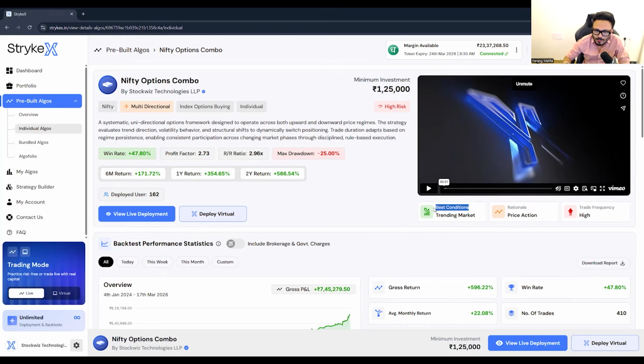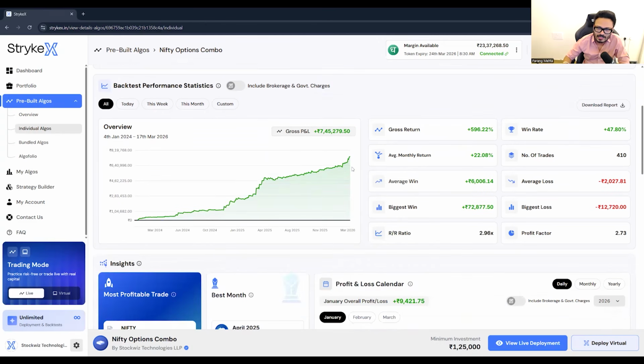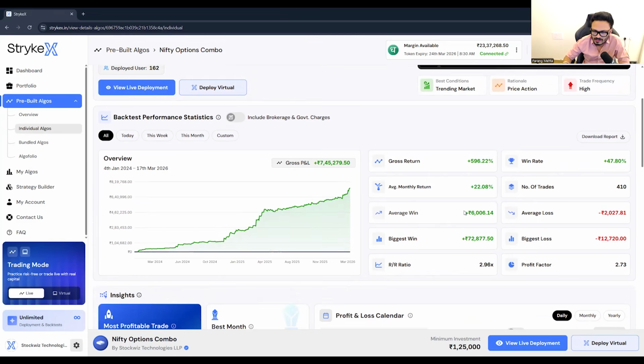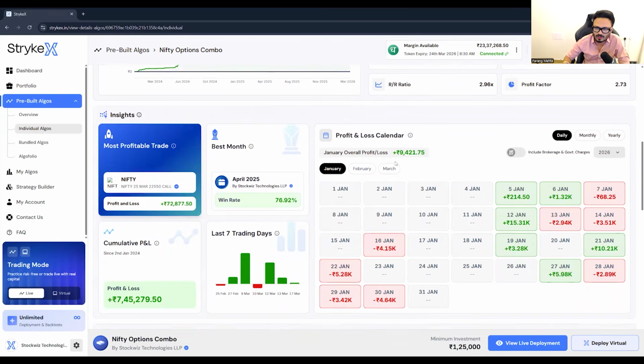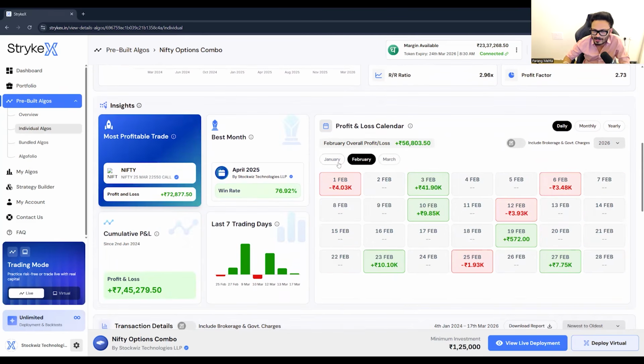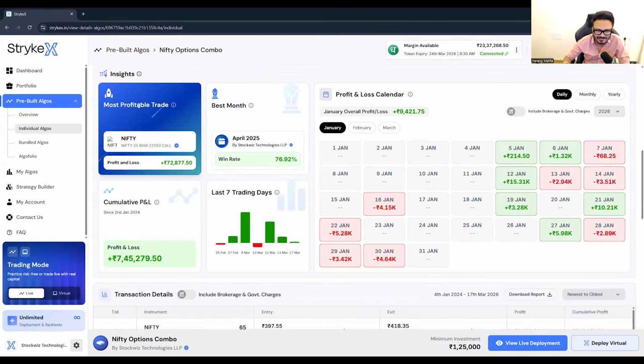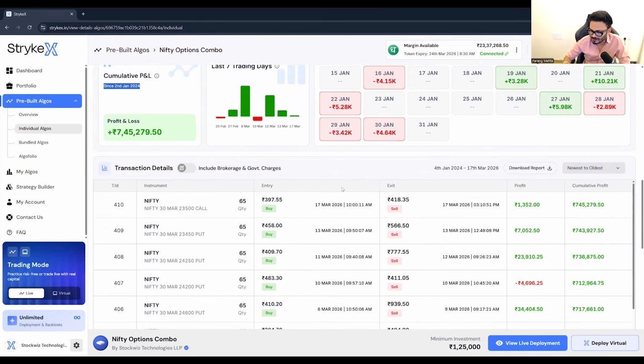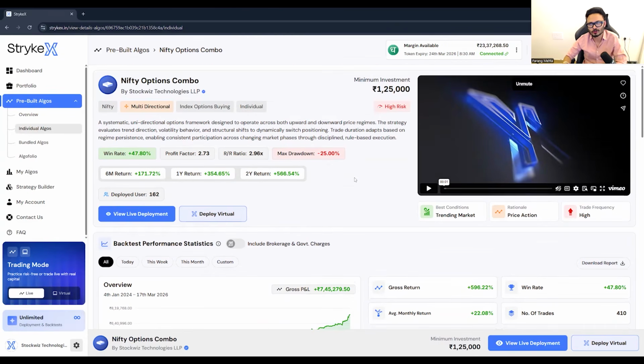Now you will also see what are the best conditions for the strategy, what is the rationale, and what is the trade frequency, right? And when you scroll down, you will see the average winning trade of the strategy, average losing trade. You will also see the biggest win, the biggest loss, all of that stuff. And then you can look at the profit calendar, the daily calendar, and what did the strategy do. You will see the most profitable trade of the strategy, the best month of the strategy, the last 7 trading days, and cumulative PNL of one lot since January 2024. So around 2 years. So basically, that's all the details that you will require.